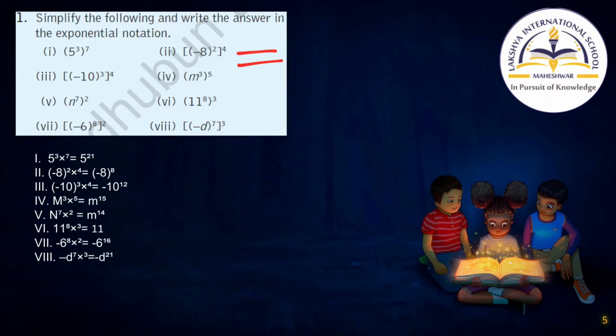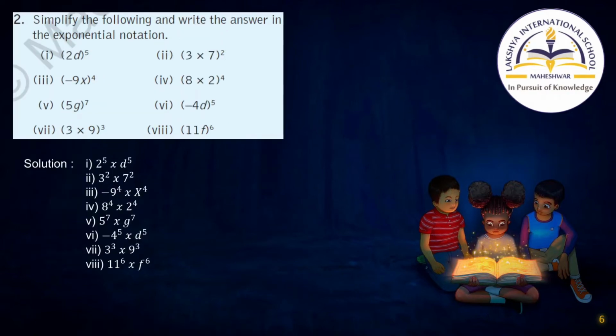Now here, minus 8 raised to the power 2 and whole raised to the power 4, so 4 into 2 is 8, so minus 8 raised to the power 8. This is your answer. Now question number 3, same here, 4 3s are 12, so minus 10 raised to the power 12. Now question number 5, m raised to the power 3 raised to the power 5, 5 3s are 15, so m raised to the power 15. In the same manner you have to solve all the 4 questions. You just have to multiply the powers.